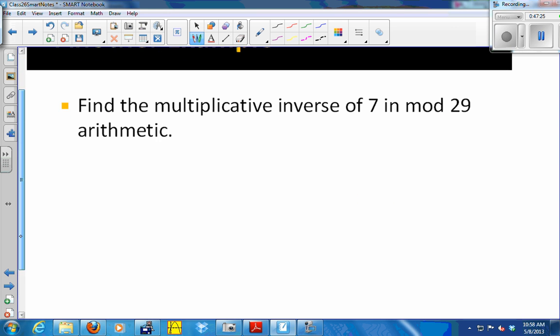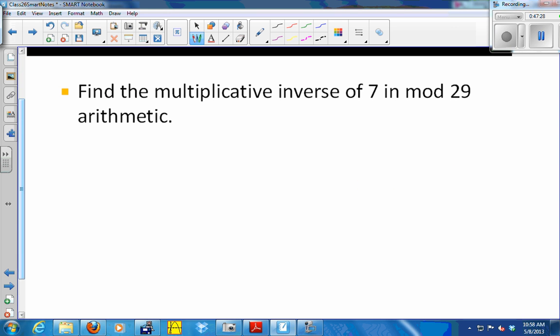Okay, so here's another one. What if we encoded by multiplying by 7? If your encoding factor is times 7, and we're using mod 29 arithmetic, I want to know how I should decode. So to find the multiplicative inverse, I say, okay, well, 7 times what will give me 1? There is no whole number that I can multiply 7 by to get 1.